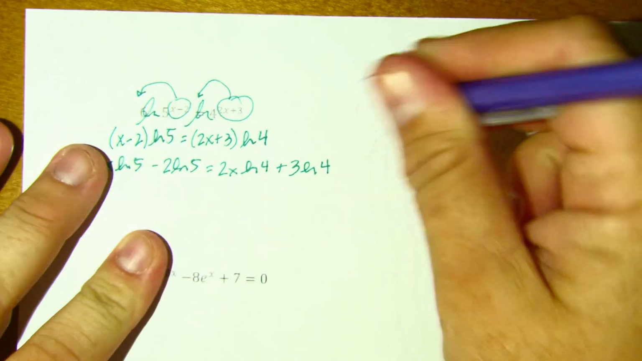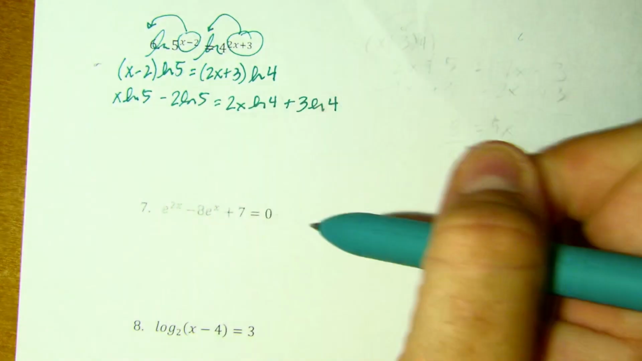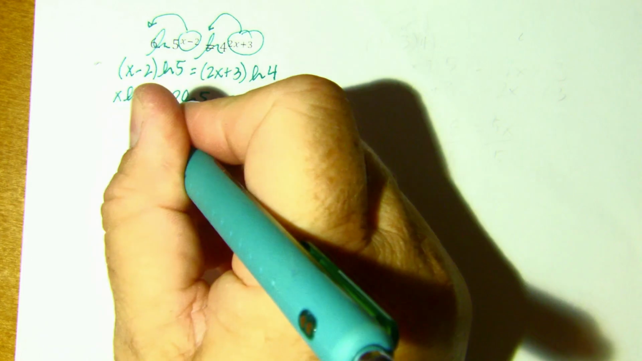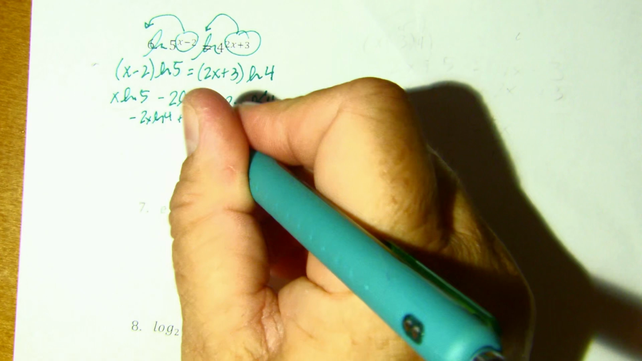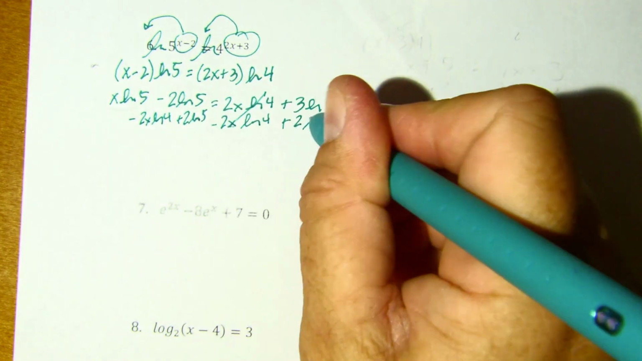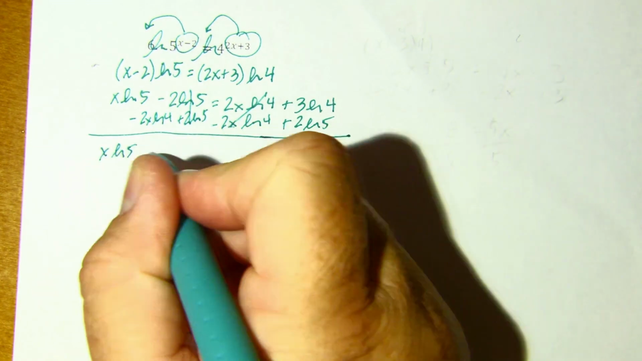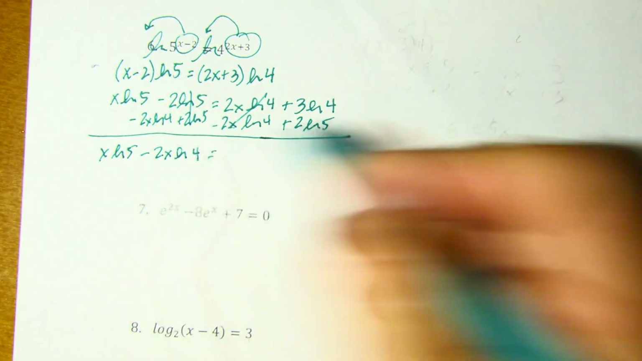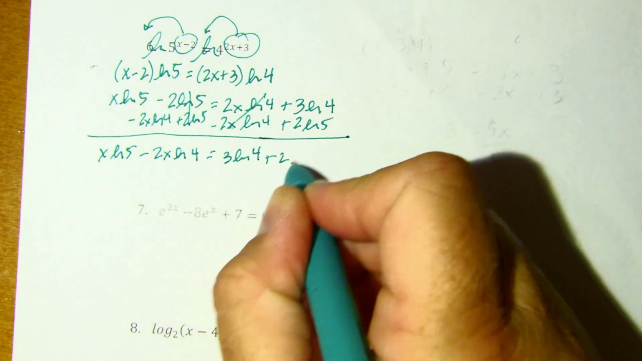So we have this term with an x and this term with an x. I'm going to go ahead and subtract 2x ln 4 from both sides. And I'm going to add 2 ln 5 to both sides. And then what we have on this side is x ln 5 minus 2x ln 4 equals 3 ln 4 plus 2 ln 5.